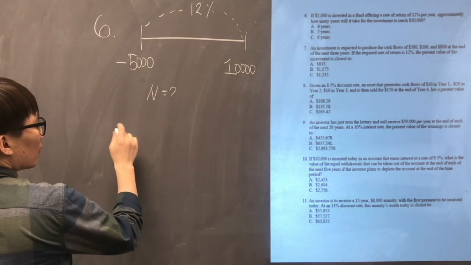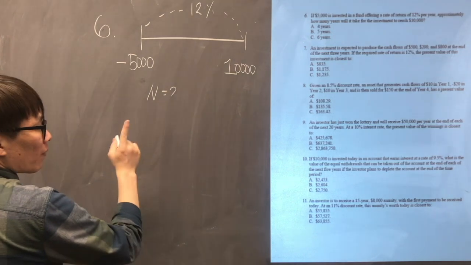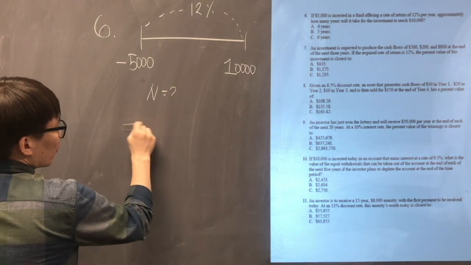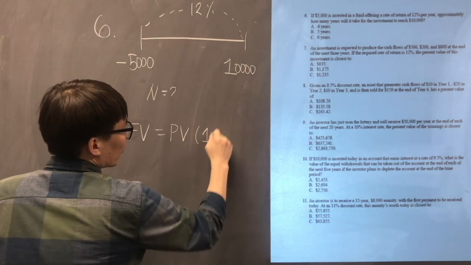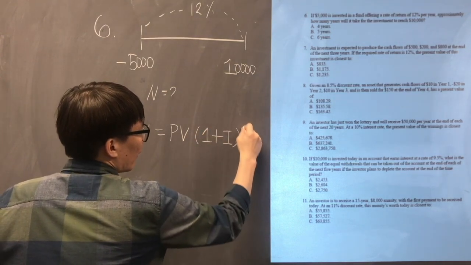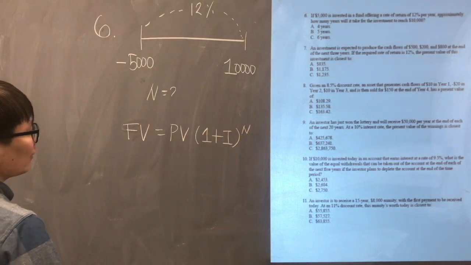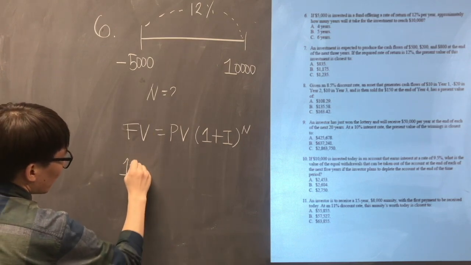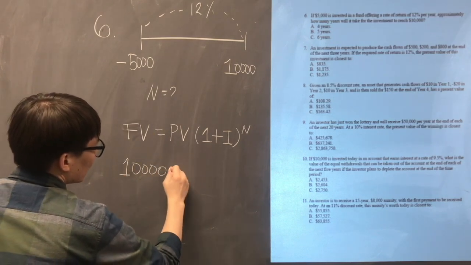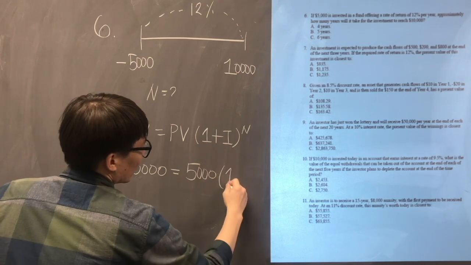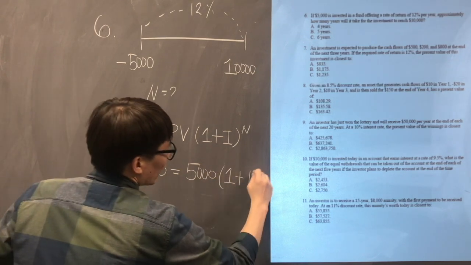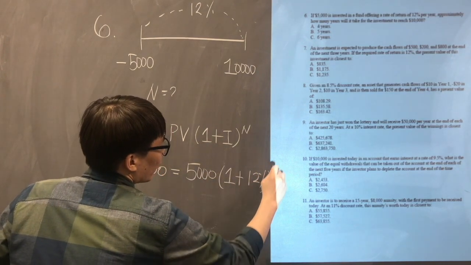So using the future value formula, future value equals present value times 1 plus interest to the power of N. We don't know this guy, right? So 10,000 equals 5,000 times 1 plus 12% to the power of N, and we don't know N.